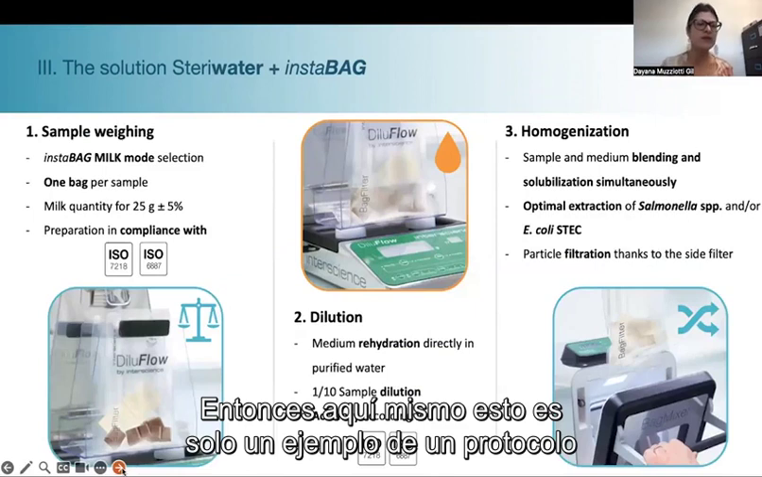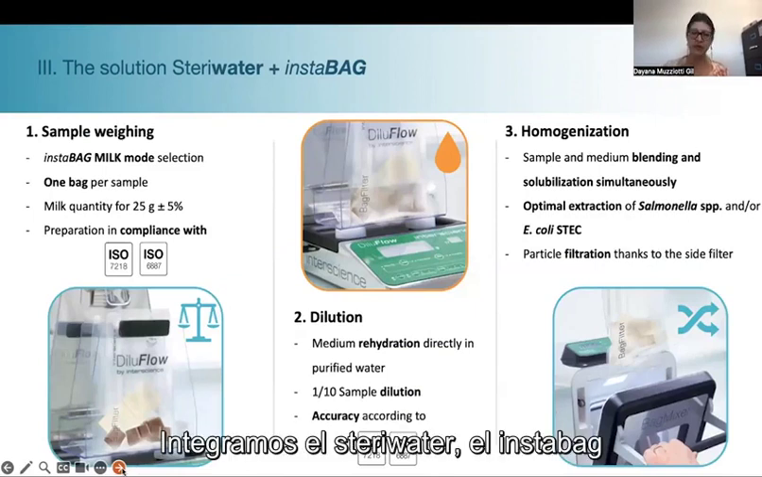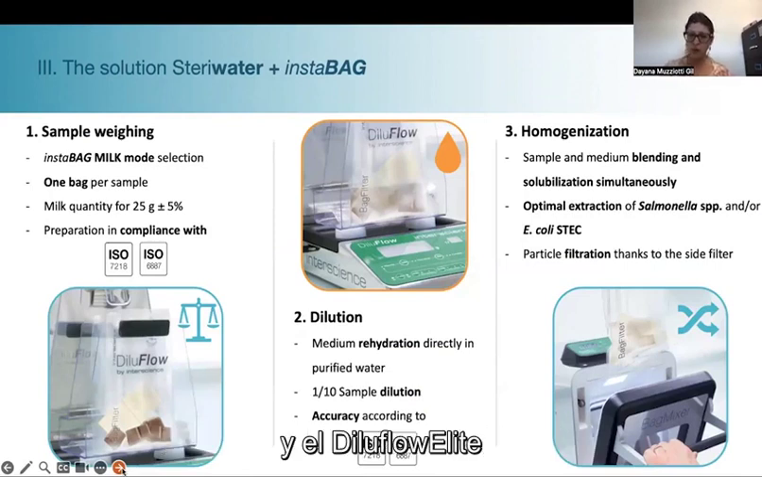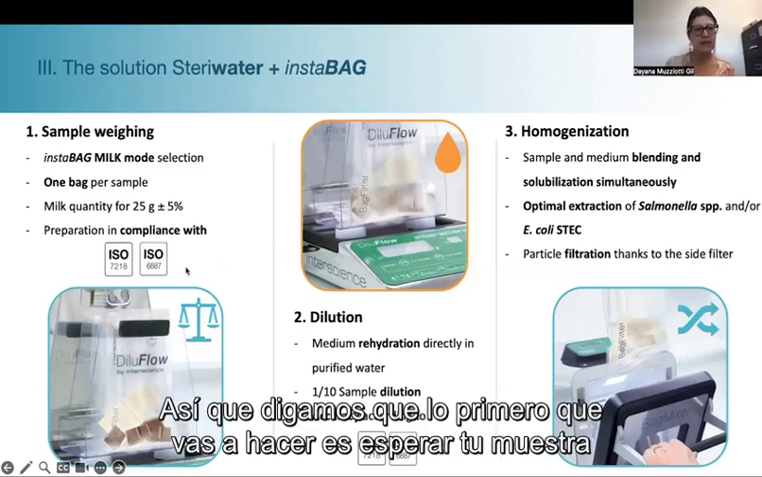Then right here, this is just an example of a protocol where we integrated the Steady Water, the Instabag, the Dilute Flow Elite, and also the Bag Mixer. So let's say the first thing you are going to do is you weigh your sample.